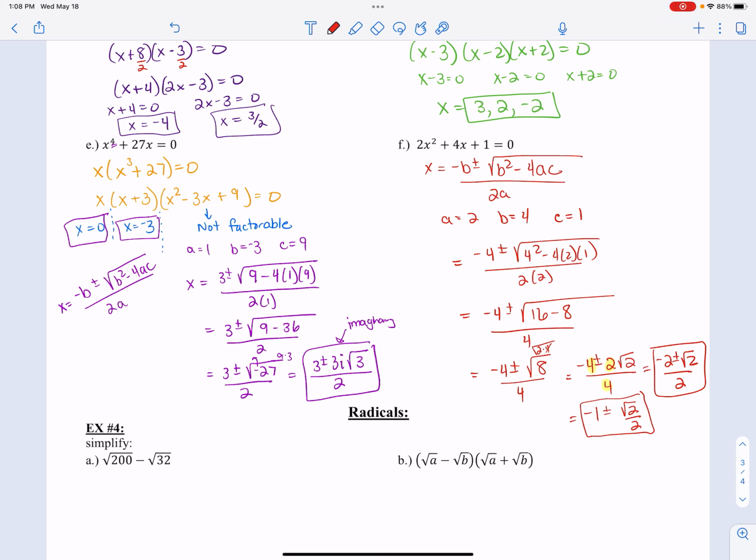Both are correct. All right, that is your fast review on solving polynomials by factoring and the quadratic formula.